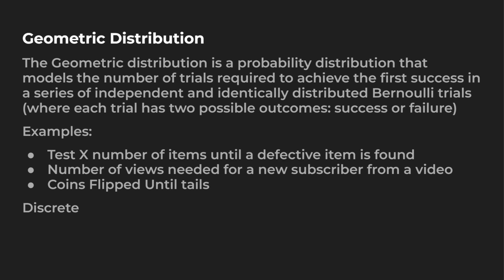And number three is coins flipped until tails. So you're flipping a coin, right? Let's say first time heads, second time heads, and then third time is tails. So we'll be taking a look at the geometric distribution, right? You have a success or failure, which would be your heads or tails. Now, the geometric distribution is going to be discrete because it'll tell you the number of trials until something essentially happens, right? We find the defective part, we get someone that subscribes to a video, or we get the tails.